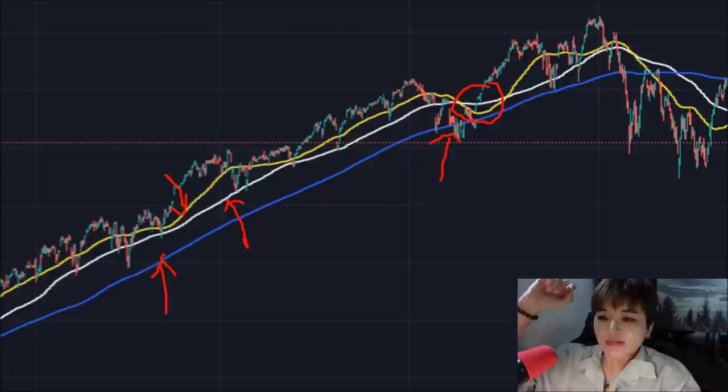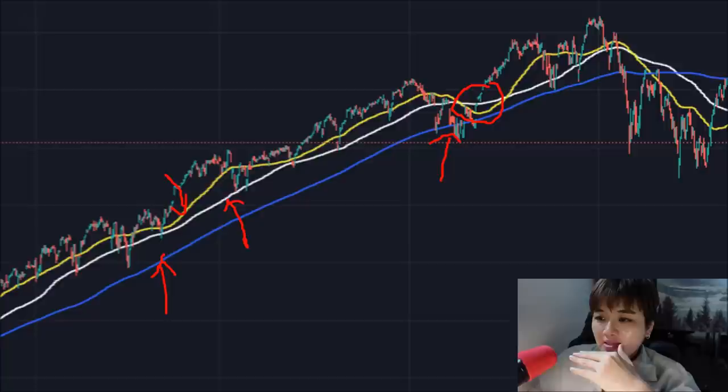Let's say for example over here, your 200 SMA is starting to go sideways. Agree with me? Then when you see this crossover, you need to be careful. As compared to this crossover, you see a difference? This crossover, 200 SMA is still going up. This crossover, 200 SMA is going sideways. By this point over here, you should get out.